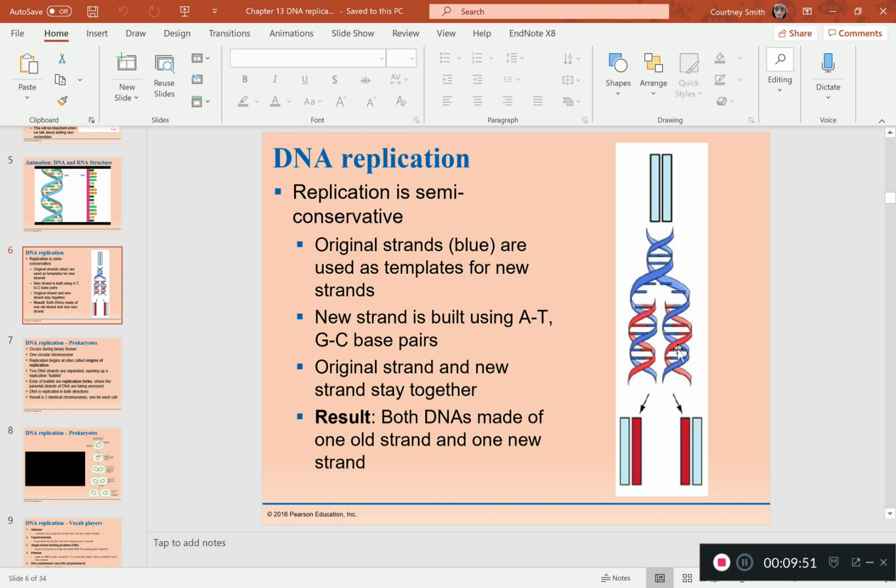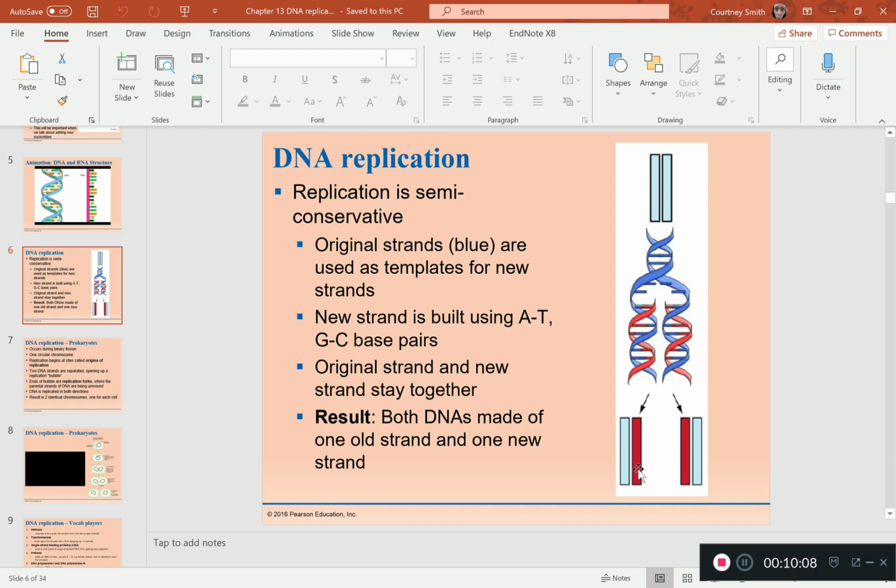Once we replicate our DNA, we get part old and part new. The old is blue, red is new in this case. So that's what it means to be semi-conservative, meaning that it's not entirely new when we replicate our DNA.